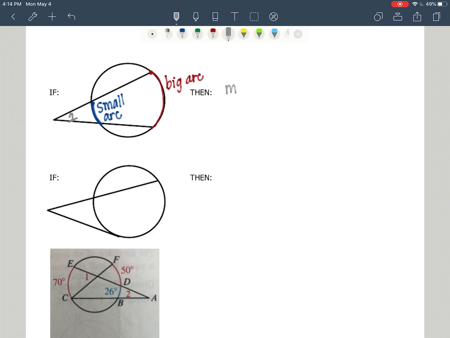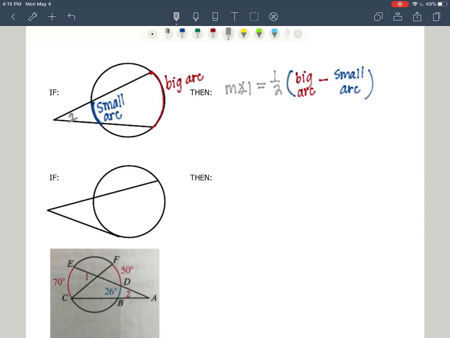And the measure of angle 1 is going to equal 1/2 the measure of the big arc minus the measure of the small arc. So this time we're subtracting. So it's 1/2 the measure of the big arc minus the small arc.